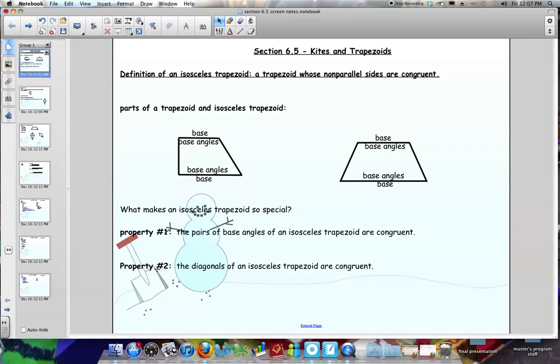The other thing that makes an isosceles trapezoid special is that the diagonals, if you draw the diagonals in an isosceles trapezoid, the diagonal here is going to be the same length as the diagonal here. They are congruent to each other.